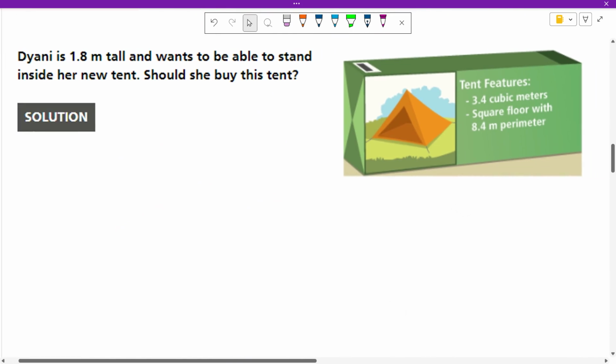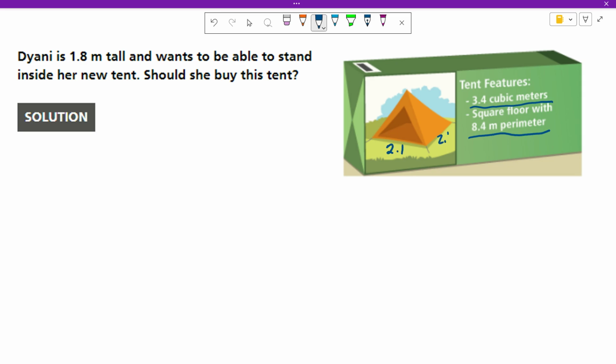Danny is 1.8 meters tall and wants to be able to stand inside her new tent. Should she buy this tent? Is she going to be able to stand in it? Okay. Well, maybe only in the center, but let's see if she can stand in it. Okay. It's this many cubic meters. The floor has a perimeter of that. So if it's 8.4 meter perimeter and it's a square tent, how long is each side?